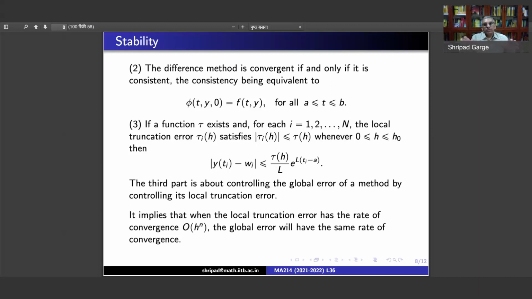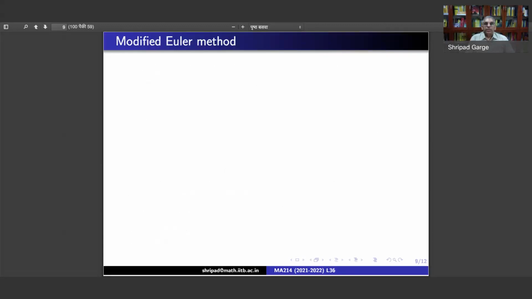If your limit going to 0 has a certain rate, then the same rate is there for the global error going to 0 as h goes to 0 as well. Okay, so let's look at another method. We had seen that Euler's method is convergent.